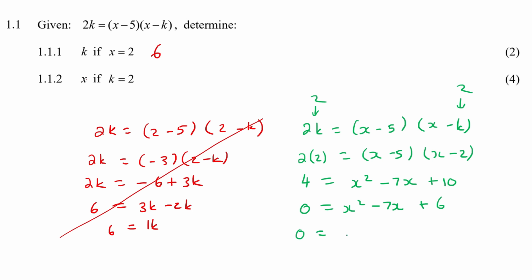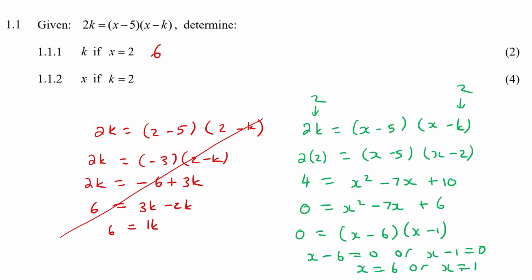Or if you wanted to, you could use the quadratic formula. This would end up being x take away 6, x take away 1. Because minus 6 minus 1 gives us minus 7. And then you can then say that therefore x minus 6 is 0, or x minus 1 is 0. Therefore, x is 6 or x is 1.